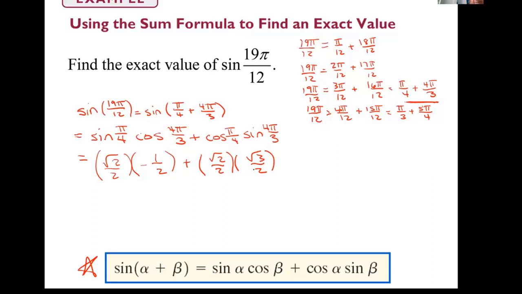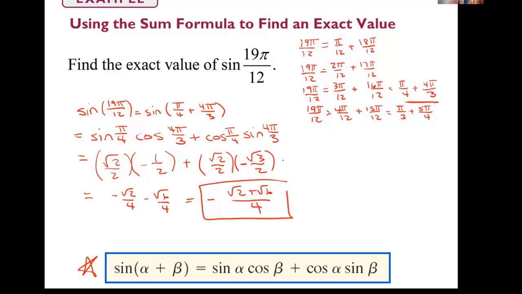Does everybody agree? Yeah, so there's a mistake here. Who can find the mistake? It'll be a negative radical 3 over 2, right? Yeah, this right here is negative radical 3 over 2 because it's in quadrant 3, right? 4 pi over 3 is more than pi and less than 3 pi over 2. So then we just multiply it out. We get negative square root of 2 over 4 minus the square root of 6 over 4, which is equal to negative the square root of 2 plus the square root of 6 over 4. And that is my final answer.